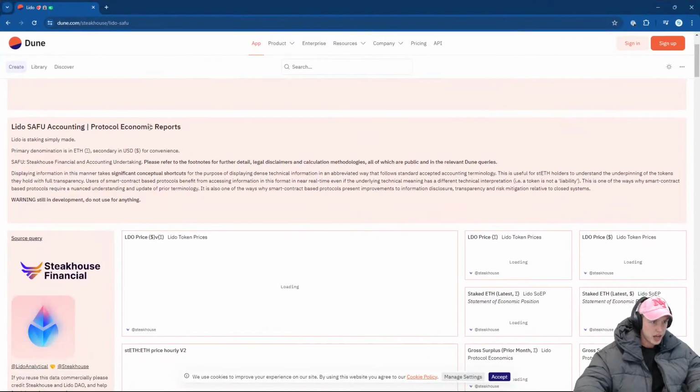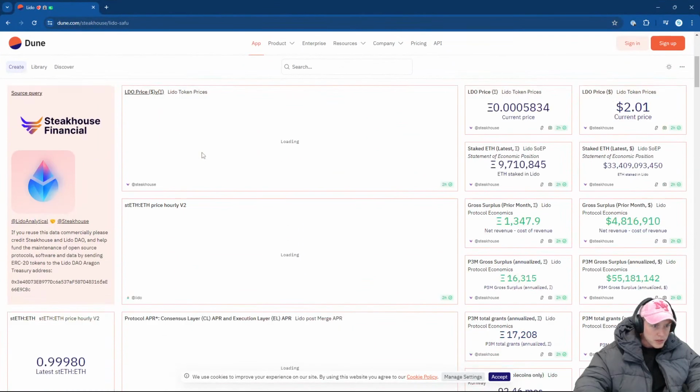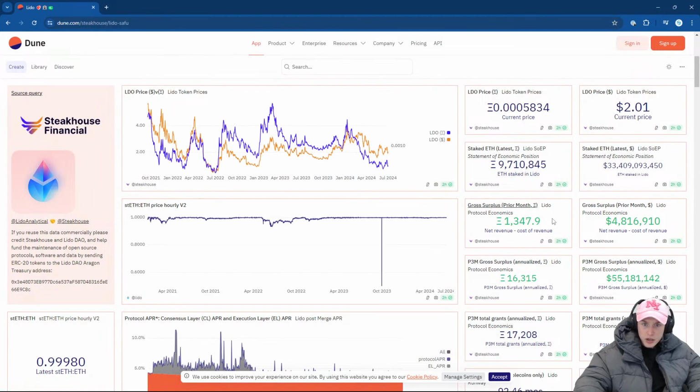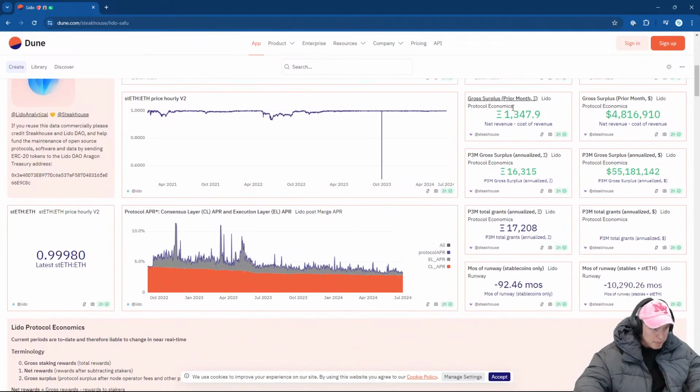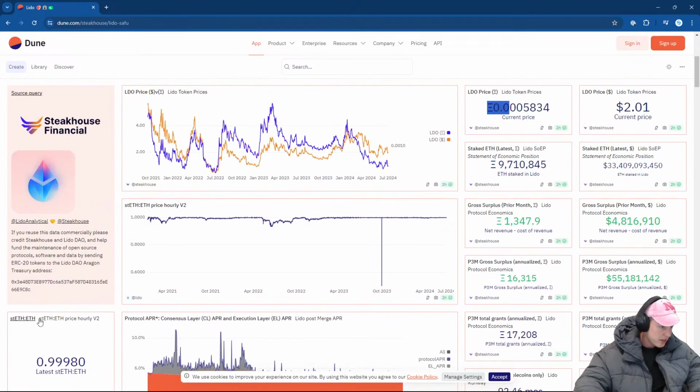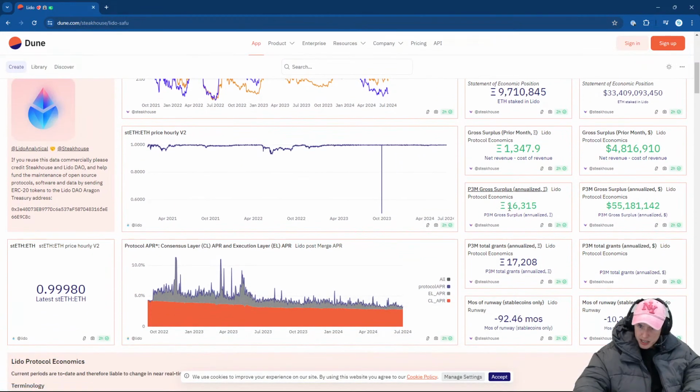These are usually really good to look at. Protocol economic reports. Gross surplus for month. So I think this is in Ethereum. But yeah, see it's STF. So that's what you get when you stake. Obviously, they take a percentage of that. But okay, here we go.